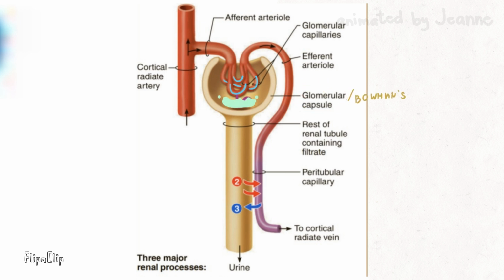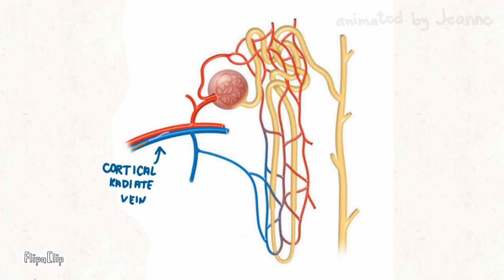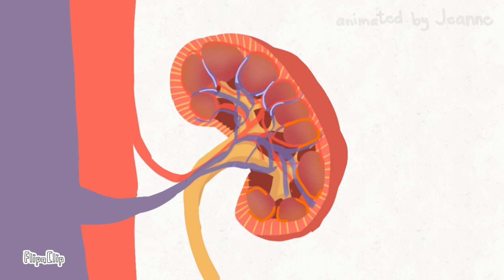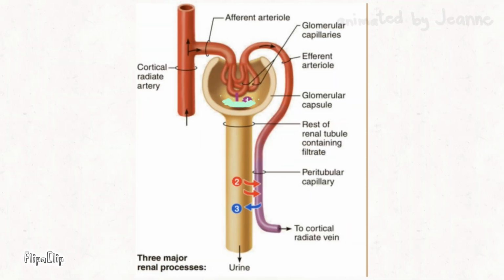Those particles or substances that were too big to be filtered out, such as the red blood cells and proteins, will then travel towards the efferent arteriole, to the peritubular capillaries, to the cortical radiate vein, arcuate vein, interlobar vein, renal vein, and to the inferior vena cava, where blood returns to the heart. So now what's left in the capsule is called the filtrate, which is the particles filtered out from the blood.